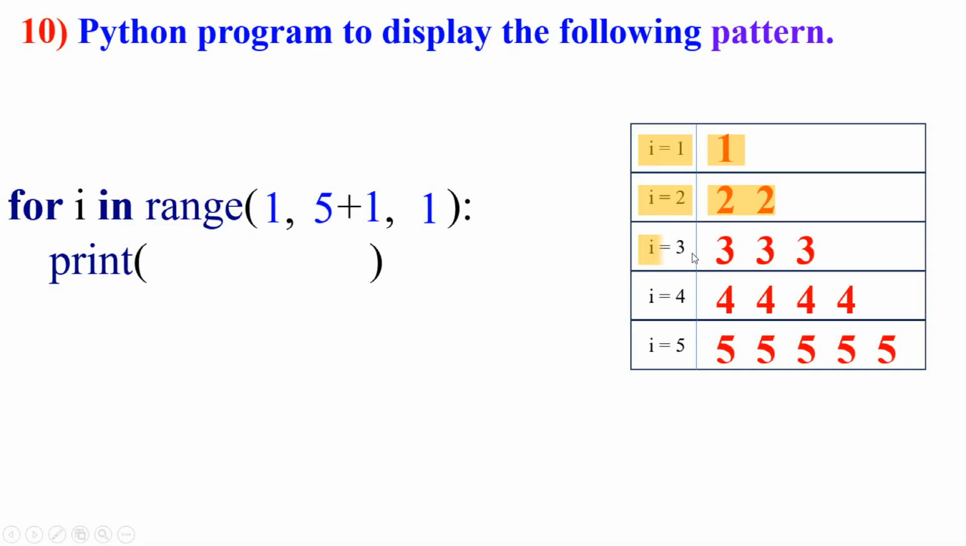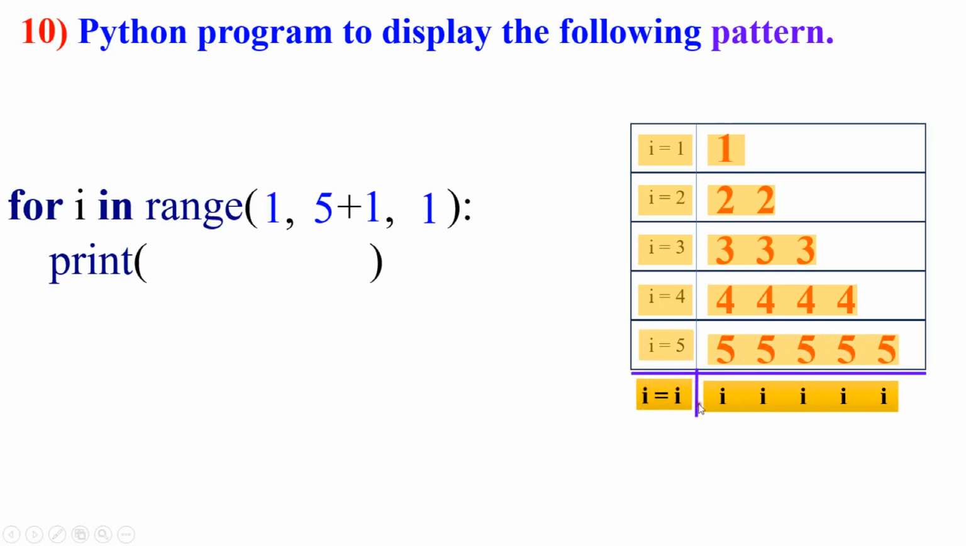In the third cycle, the value of the I variable will be 3, so we display the value 3 across the row. Likewise, when the I variable value is 4, the value is 4. When the I variable value is 5, the value is 5. To sum it up, whatever the value of the I variable is, that exact value needs to be displayed. So let's display the I variable's value in the print statement.